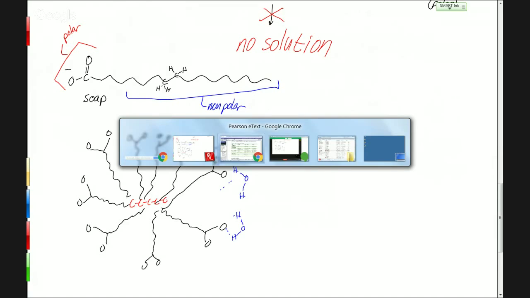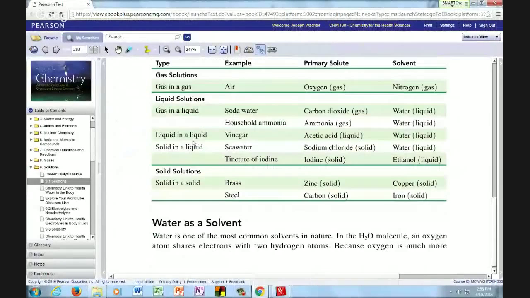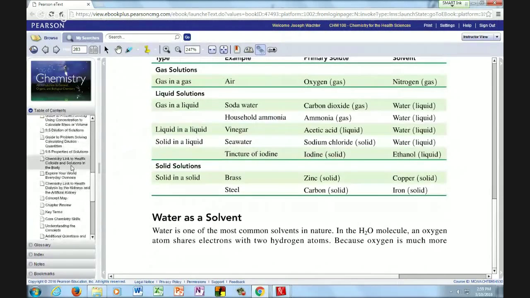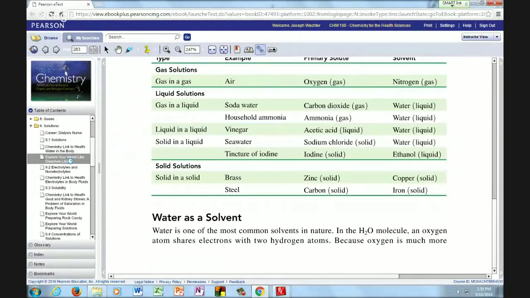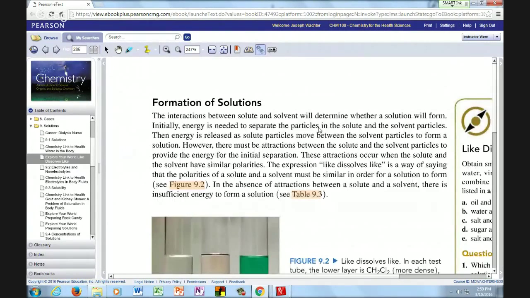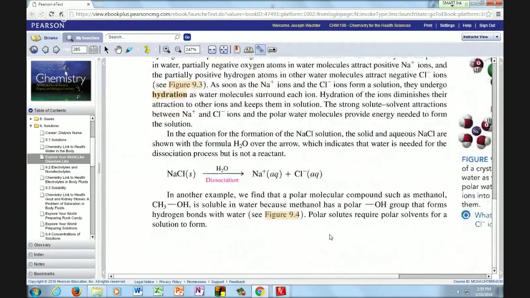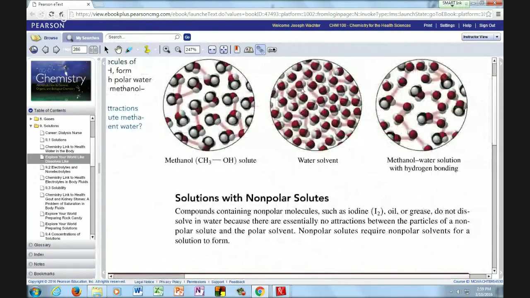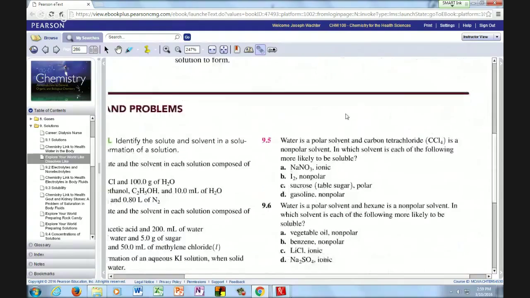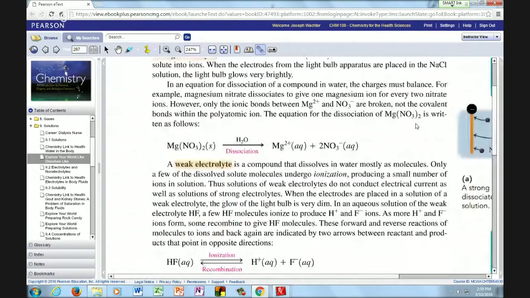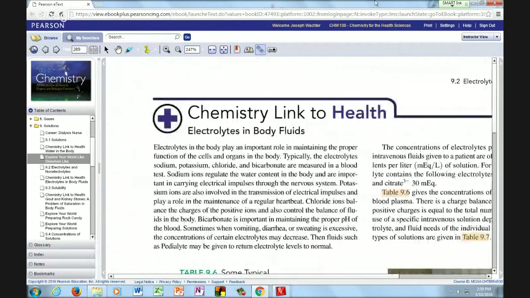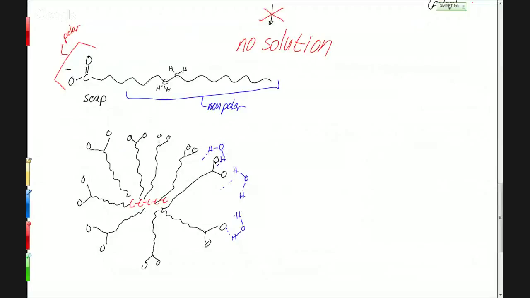So that's the idea of polarity and water. Here's some nicer pictures of how those molecules might interact with hydrogen bonding like that. And then, yeah, we won't really get into that. We don't have a lot of time, so we'll get into this stuff next time.